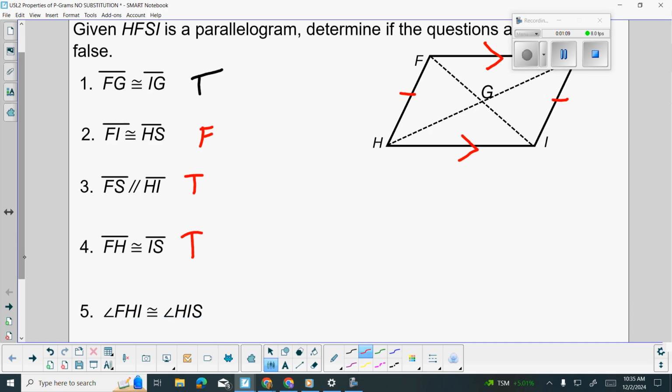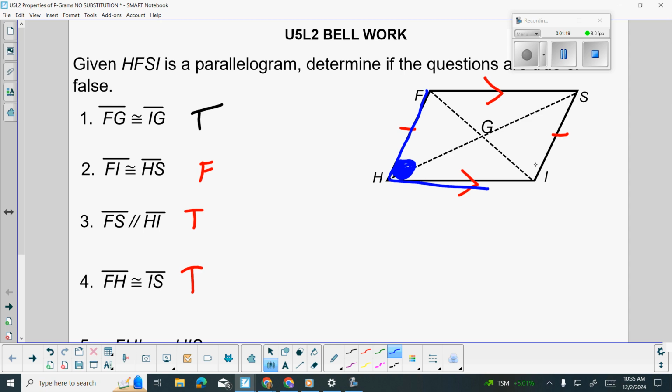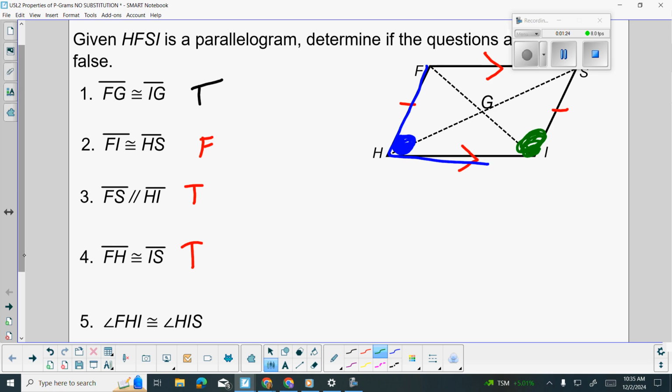Question 5, angle FHI, that's this angle over here, left bottom corner, and HIS, that's this one over here, are congruent. We are going to say false. Now, first of all, even without learning the definitions, you can see that this blue angle is an acute angle, and then you can notice that this green angle is an obtuse angle. So they are not congruent. They are supplementary, similar to same side interior angles.